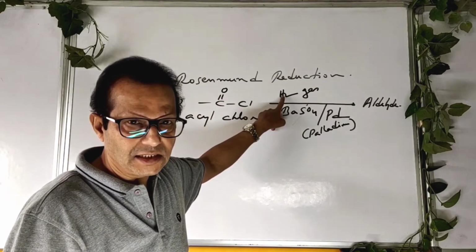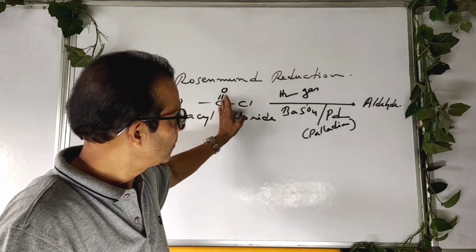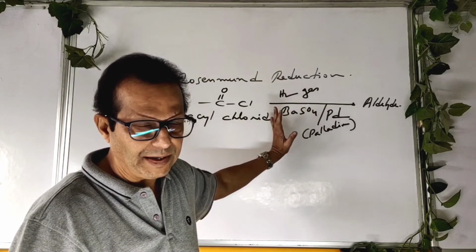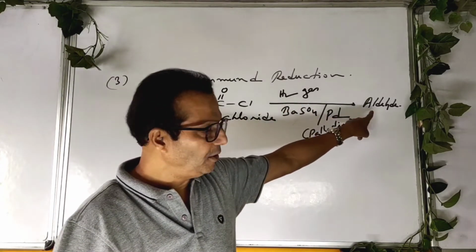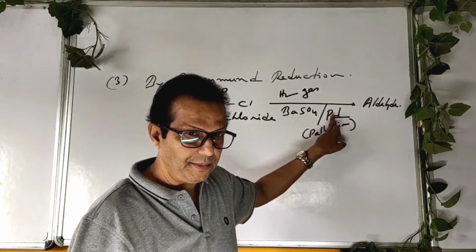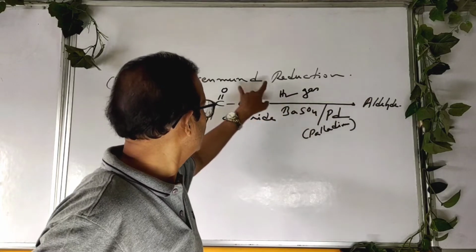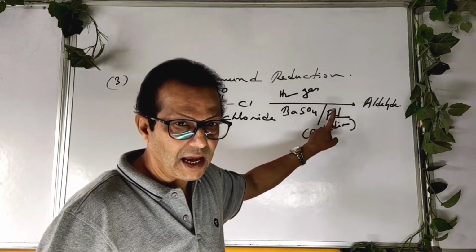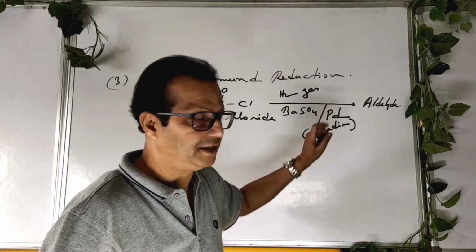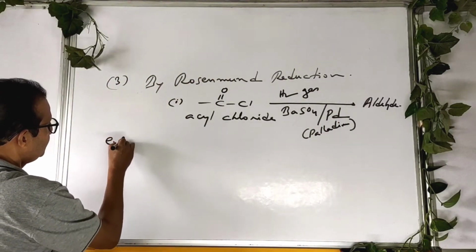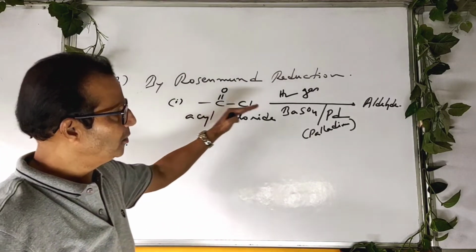when hydrogen gas is passed through it in presence of palladium and barium sulphate, you get aldehydes. Reducing agent, any metal, so it's a reduction. That's why it is called Rosenmund reduction, because here palladium acts as reducing agent. How to write it?